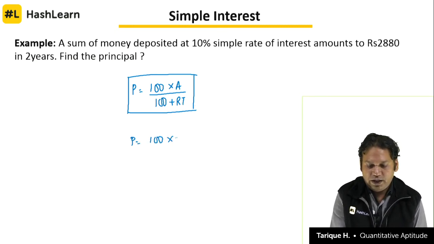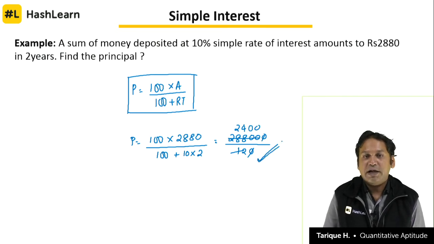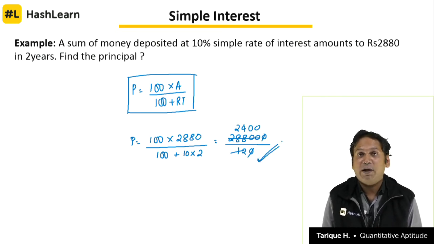100 into 2880 by 100 plus what is rate percent here? 10. What is time? 2. So 20. So 288,000 by 120, cancel zeros and divide, you will get 2400. So that is the advantage that you have when you know this direct formula.